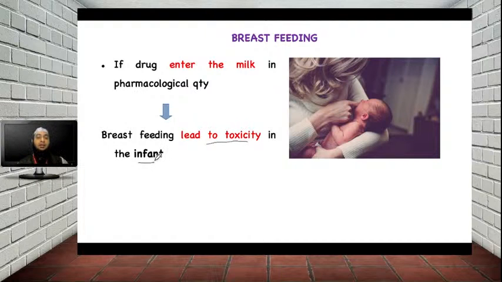Because obviously you are giving a high dose of the drug for the treatment of the maternal disease. Maternal disease means the disease which happened to the mother. So in the mother you are giving a high dose of the drug, and if an equivalent amount of the drug present in the plasma also enters the milk, then obviously it is going to produce toxicity in the infant if the same mother feeds breast milk to that child. So breastfeeding is always risky for mothers who are taking medicine for the treatment of some maternal diseases.